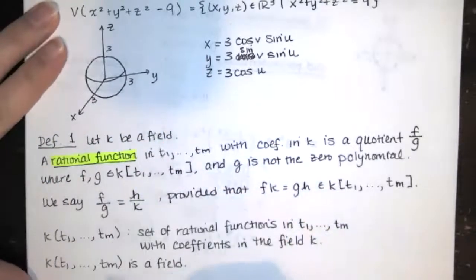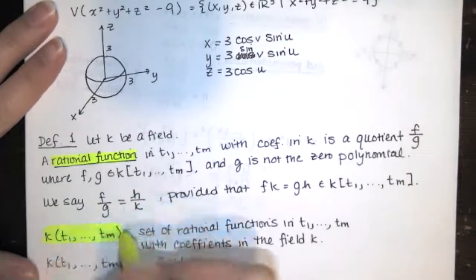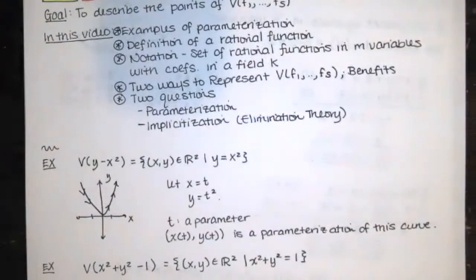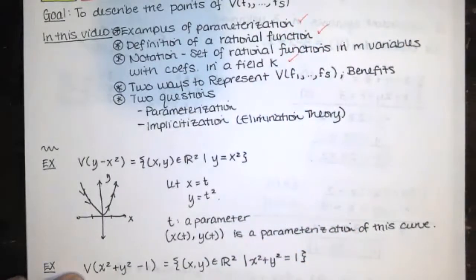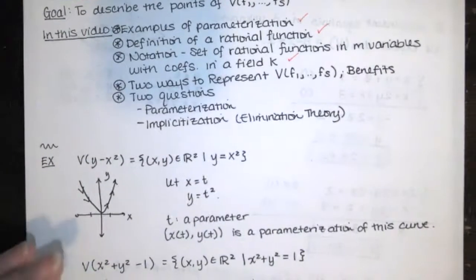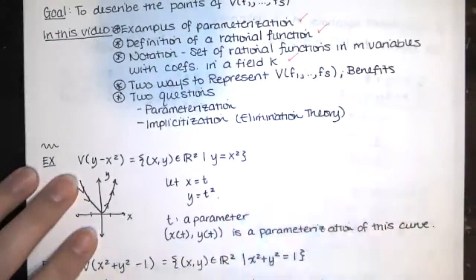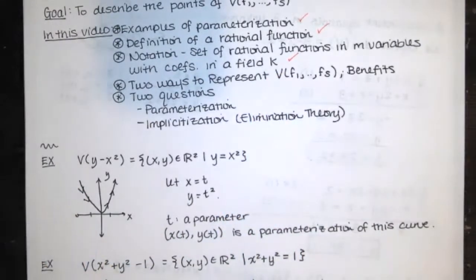Okay, so we've got that, we've got the definition of equality, and then we've got the new notation. All right. So far, we've looked at examples of parameterization. We defined rational function, and then we talked about this set of rational functions in m variables t sub 1 through t sub m with coefficients in the field k. Now we have two ways to represent V: in terms of the original functions f sub 1 through f sub s, in terms of an implicit representation, and in terms of a parametric representation, which is usually a function of t or a function of t sub 1 through t sub m.